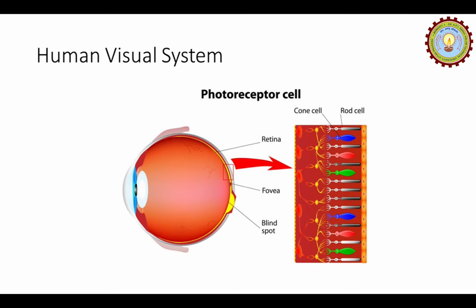Rods are mainly used for detecting intensities, whereas cones are mainly used for detecting color information. If you see here in this slide, you have three different types of cones: one is red, another is green, and the third one is blue. That means the red cones will detect the red wavelengths, the blue cones will detect the blue wavelengths, and the green cones will detect the green wavelengths.